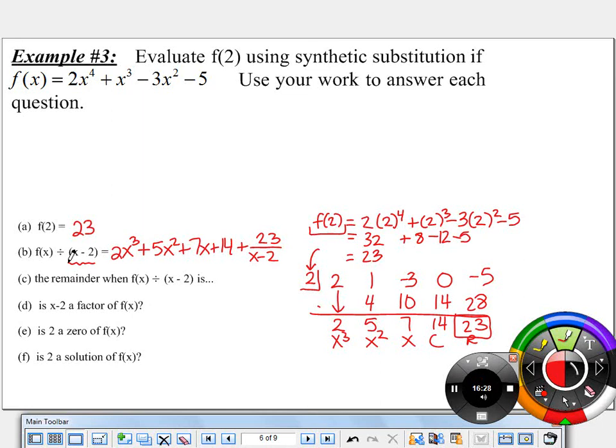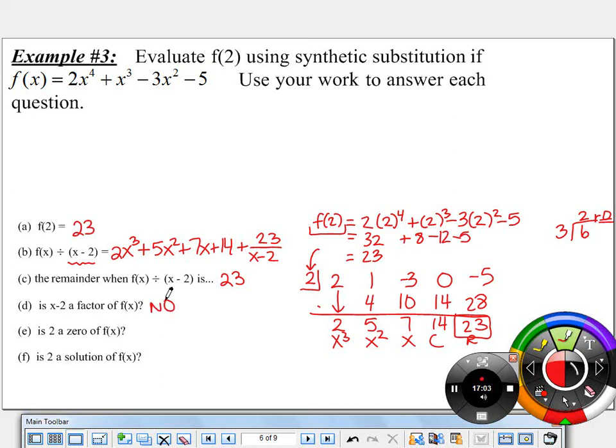Okay, the remainder when f of x was divided by x minus 2. Is x minus 2 a factor of f of x? So think about this. Is 3 a factor of 6? Yes, because 6 divided by 3 is 2 with no remainder. So things that are factors of other numbers, when you divide them, leave no remainder. When we divided x minus 2 into this function, we got a remainder of 23. So since there is a remainder, then x minus 2 is not a factor.